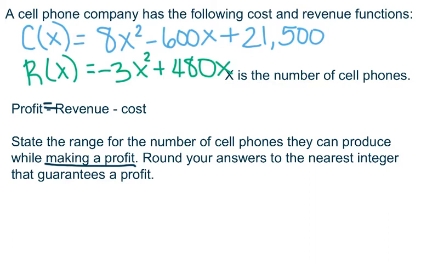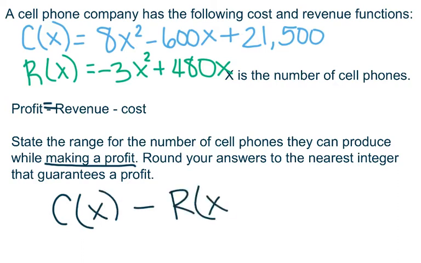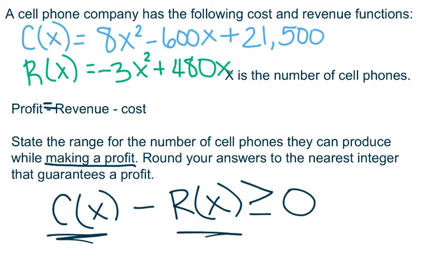Okay, so profit equals the revenue minus the cost, and we want the profit to be greater than or equal to 0. Okay, because that's how you make a profit. So put the blue function right here in parentheses, put the green function right here in parentheses, graph that in Desmos, and then we'll talk about the answer. Try that in 1, 2, 3.